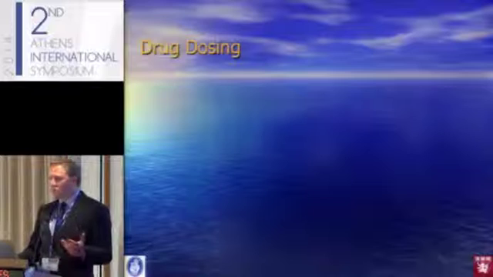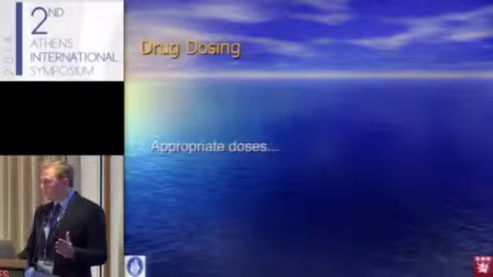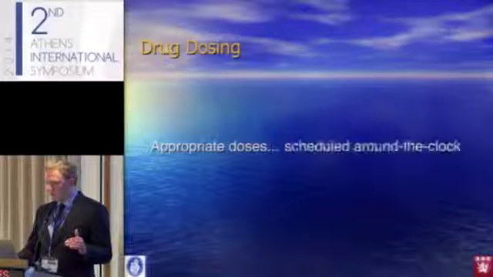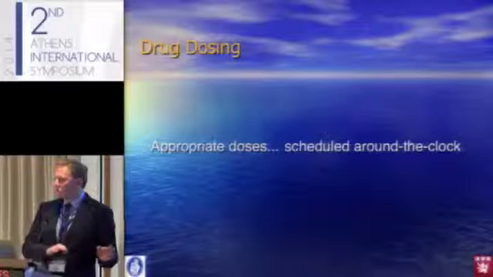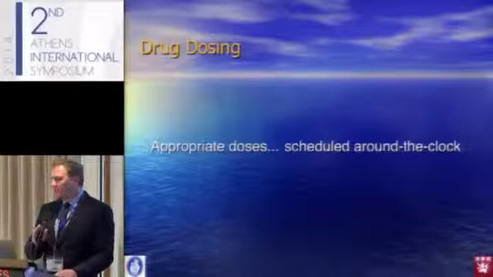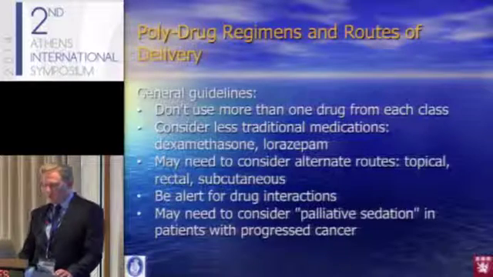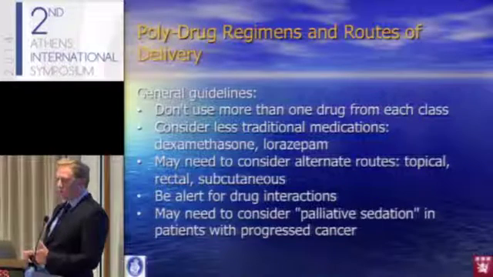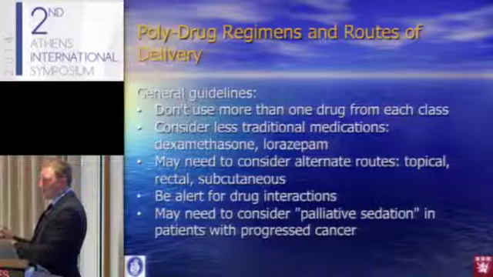When it comes to drug dosing, it is important to remember that you should use the appropriate doses, not underdose, but give them what they need, and schedule around the clock. So giving it when nausea occurs is not a good option. It's better just to continue it scheduled around the clock. General guidelines are not to use more than one drug from each class. So if you use ondansetron, it doesn't make sense to add granisetron.